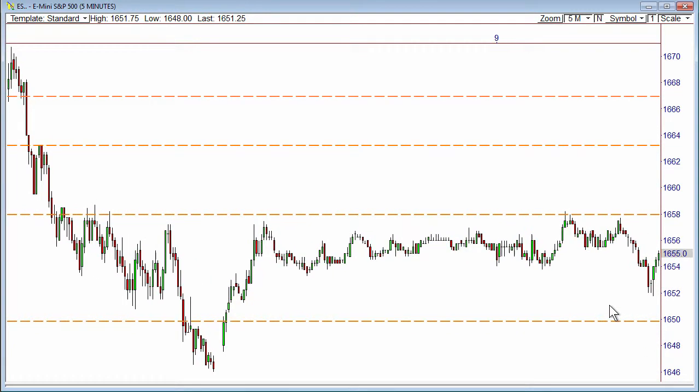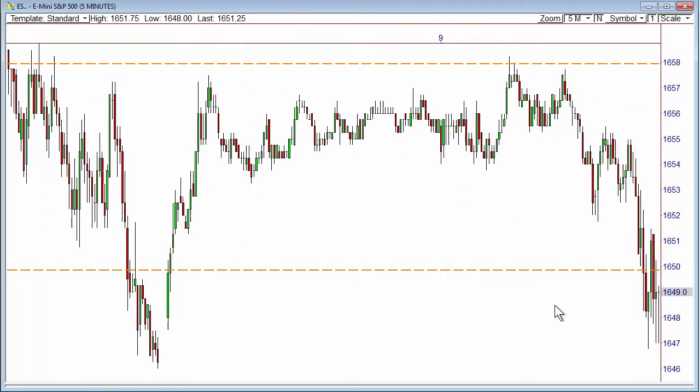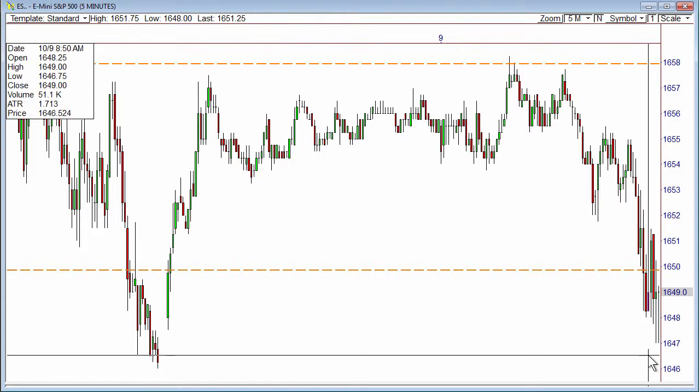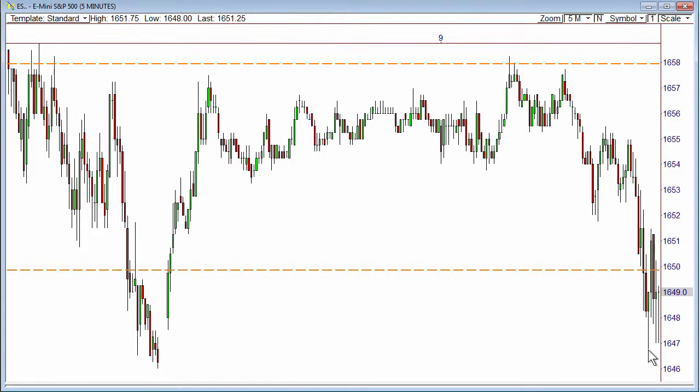And we couldn't get above 58, and instead we dropped right into 16.50, followed by 46.75 on the low. The low was 46.75 here. Not the low of the day, but boom, boom, hit both targets and you're done.